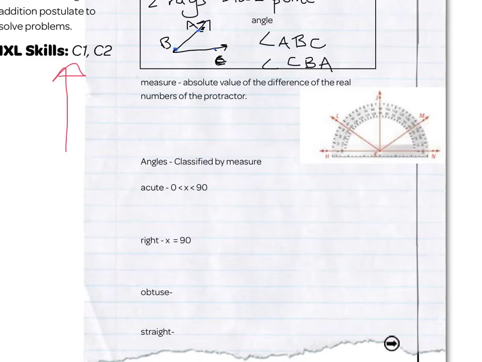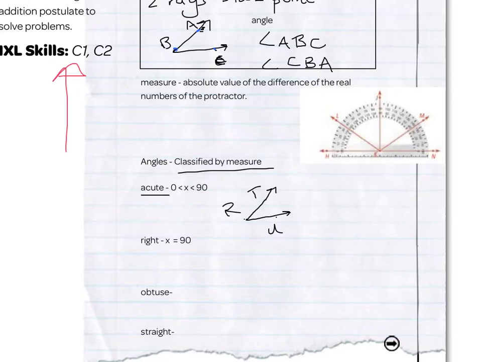So we're going to look at angles, and we're going to classify them by measure. The first one we want to look at is an acute angle. An acute angle is going to be an angle that is smaller than 90 degrees. So let's call this acute angle TRU. It's between 0 and 90 degrees. So it's greater than 0, but smaller than 90 degrees.